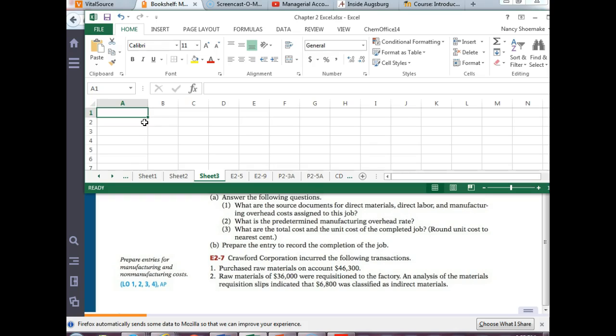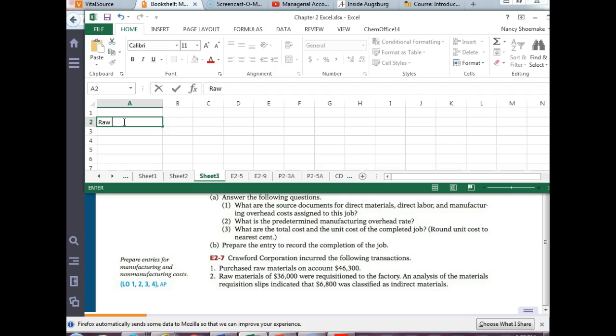Purchased raw materials on account, 46.3. What's the first thing we're going to do, guys? Good. Debit raw materials inventory for 46.3. And what are we going to credit? Accounts payable, 46.3. Make sense?